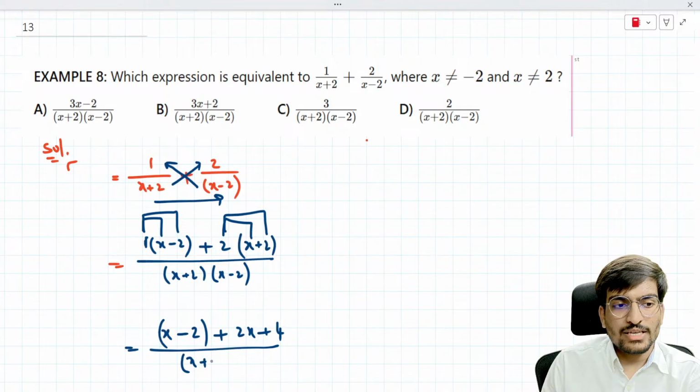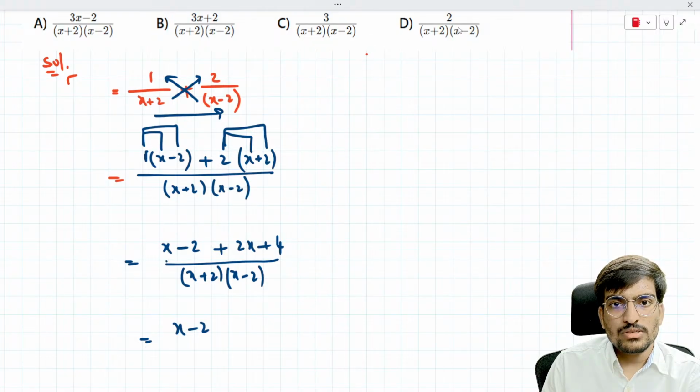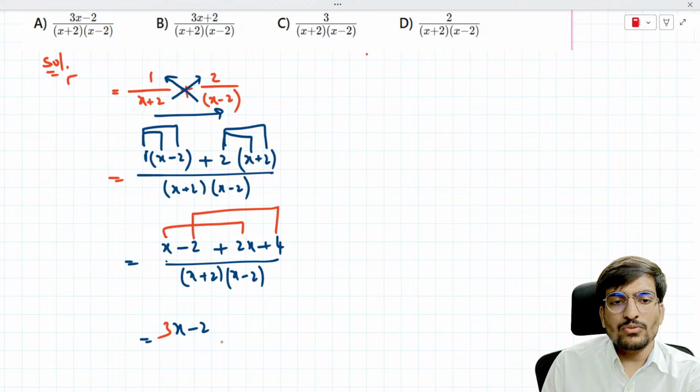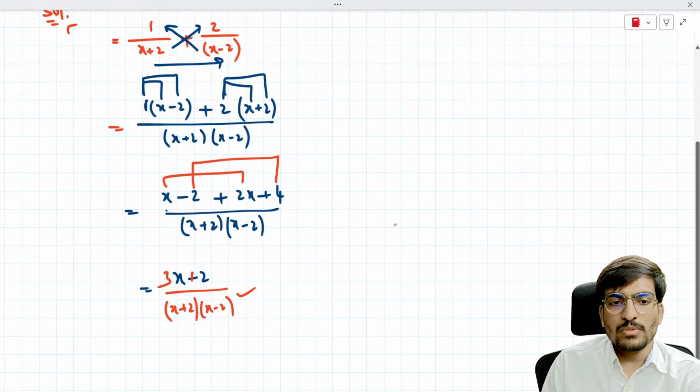I can see Saidu Rahman, you texted option B. Let's see. That equals x minus 2. I'll just remove these brackets, because we get that anyway if we go ahead. So x plus 2x is 3x, negative 2 plus 4 is positive 2, divided by x plus 2 times x minus 2. That equals option B, 3x plus 2 by x plus 2 times x minus 2.